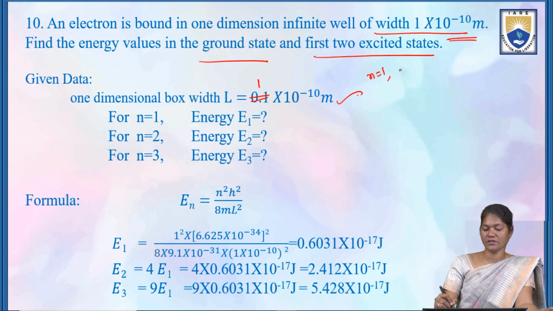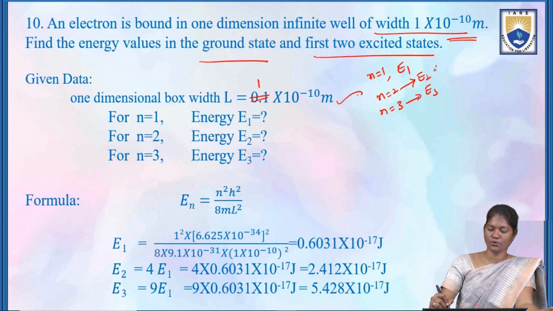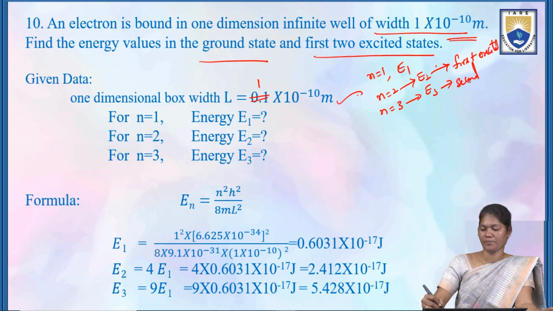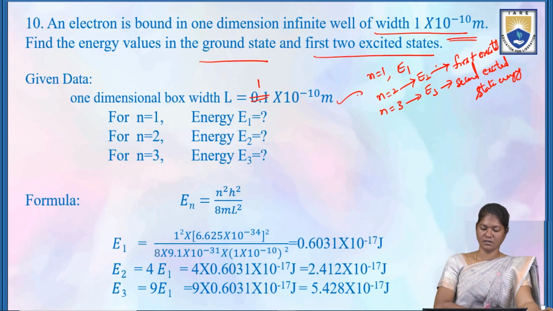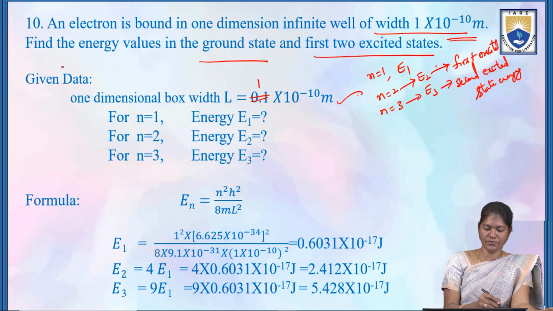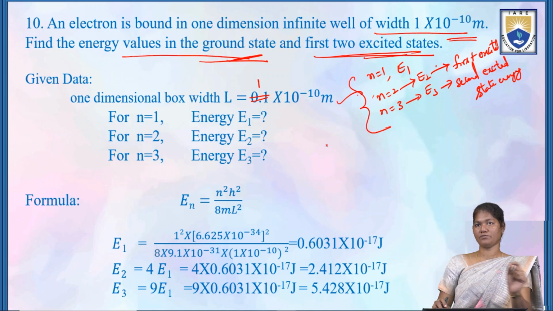So when n is equal to 1, we get ground state energy. When n is equal to 2 and n is equal to 3, we get E2 and E3. So E2 is the energy of the first excited state, and E3 is the second excited state energy. So we have to find the energy values in the ground state and first two excited states. So three energy levels we are going to find.